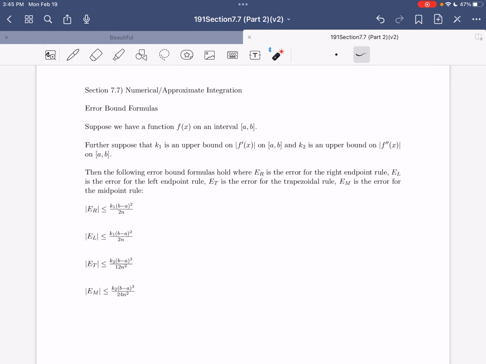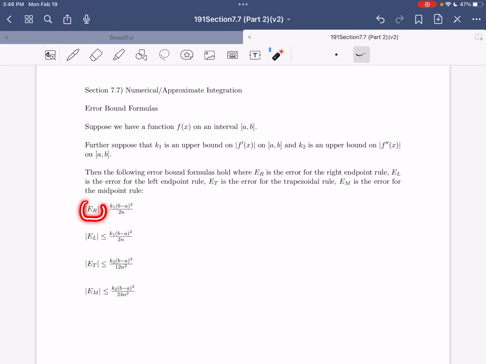In other words, the actual error, the difference between the approximate value that we get through whatever method we're using and the actual value of the definite integral, will always be less than or equal to what we're getting from these error-bound formulas. And that's why we have that less than or equal to symbol in each of these. The actual error will always be less than or equal to what the error-bound formula says.